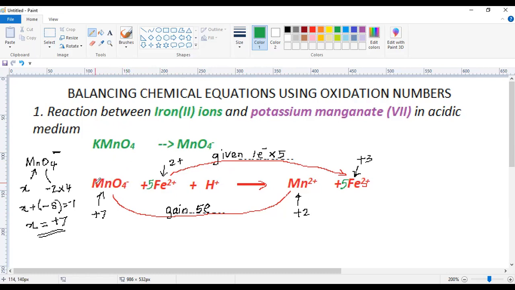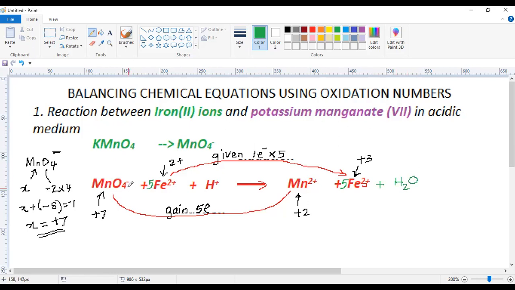It is because the manganate ion has oxygen. 4 oxygen atoms are there. But on the product side, only manganese 2 plus is there. What has happened to oxygen? The oxygen has been taken away. The duty of this hydrogen is to take this oxygen away. When hydrogen reacts with oxygen, you know what happens? A water molecule is formed. So I write H2O over here.